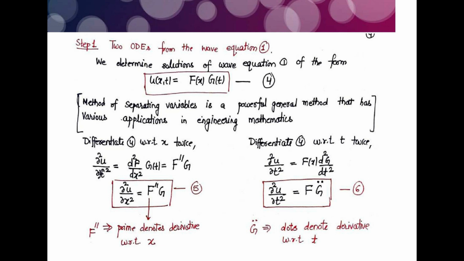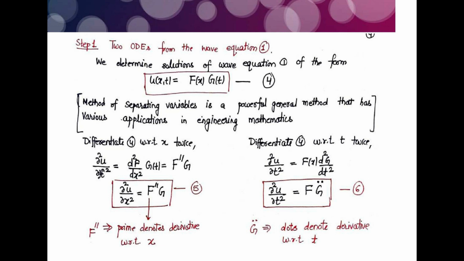Now we use equation number 4 and find out all the required derivatives appearing in a one-dimensional wave equation. So differentiate equation number 4 with respect to x twice. We get the second order derivative of u with respect to x given by F double dash G, that is equation number 5, where this prime denotes derivative with respect to x.